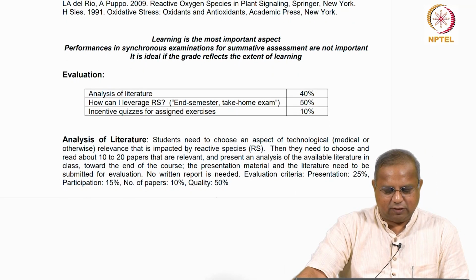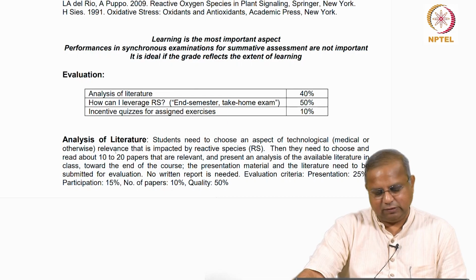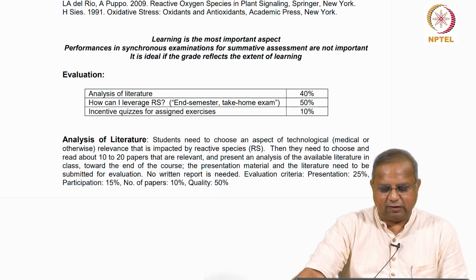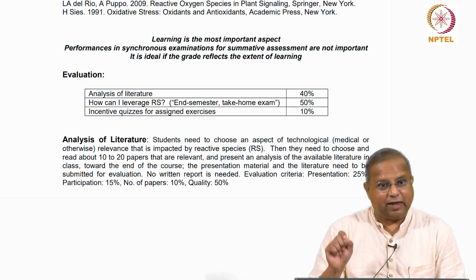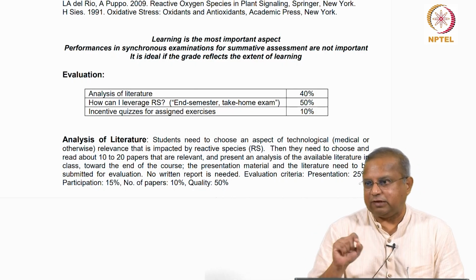So let us look at this analysis of literature. Students need to choose an aspect of technological, medical or otherwise relevance that is impacted by reactive species. Then they need to choose and read about 10 to 20 papers that are relevant and present an analysis of the available literature. It is an analysis of the literature, it is just not a summary of the literature.